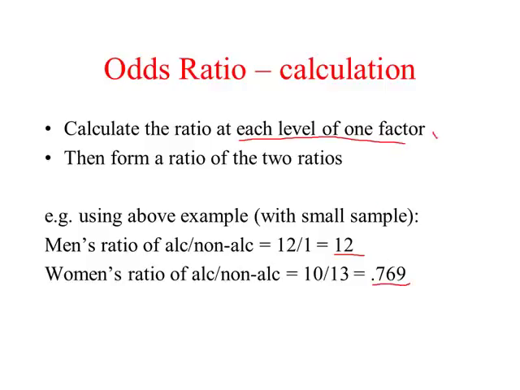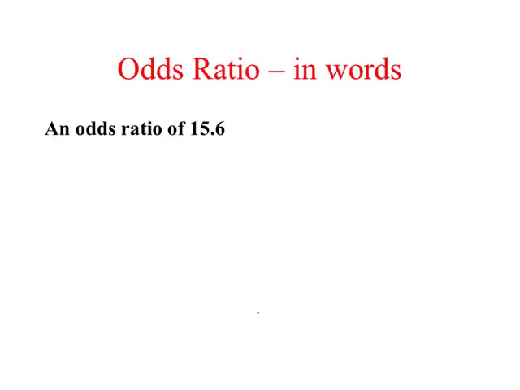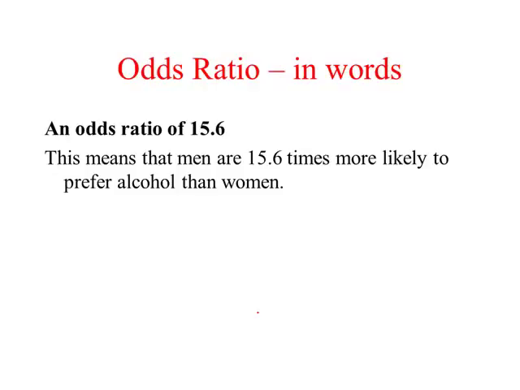So now we've done this first part. We've calculated a ratio for men, and we've calculated a ratio for women. Now the second part, we have to take these two ratios and form a ratio of them. So we just take the 12 from the men, divide it by the 0.769 from the women, and this gives us our odds ratio of 15.6. So what does this number 15.6 actually mean? Well, it's a way of summarizing our information from our table. So we could say that men are 15.6 times more likely to prefer alcohol than women.